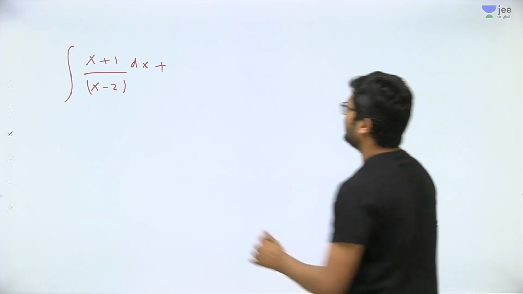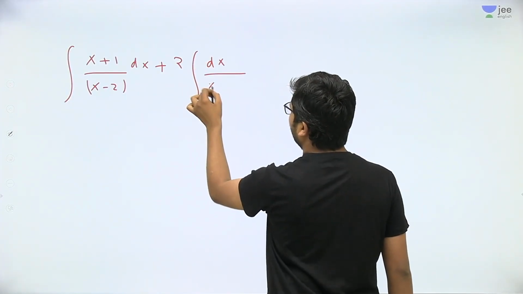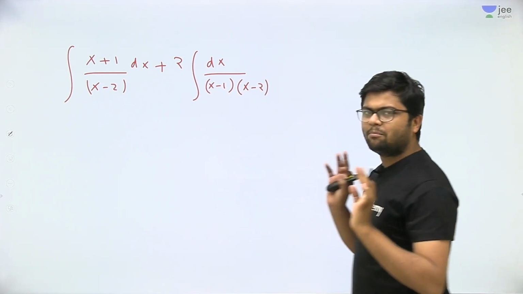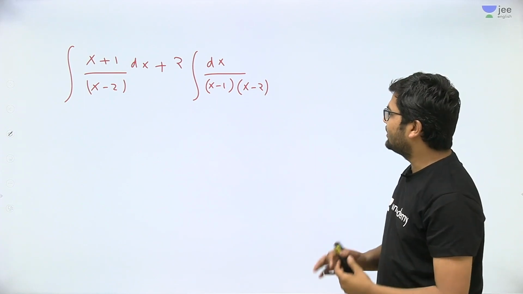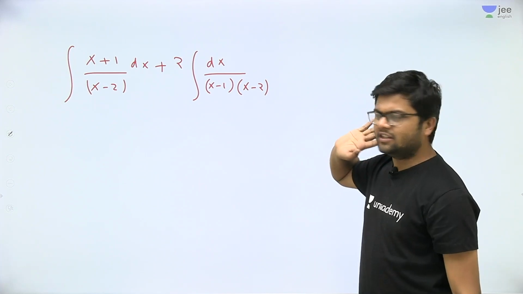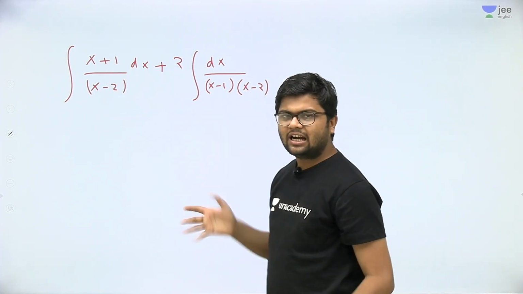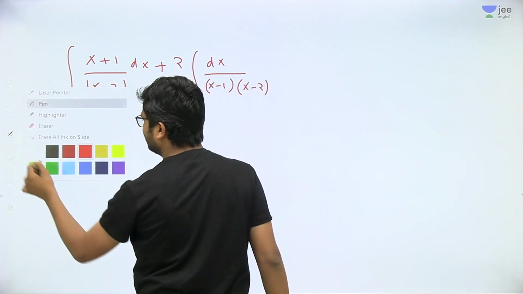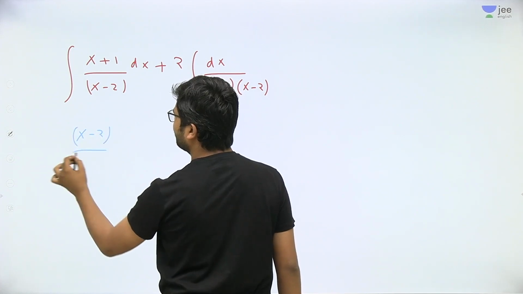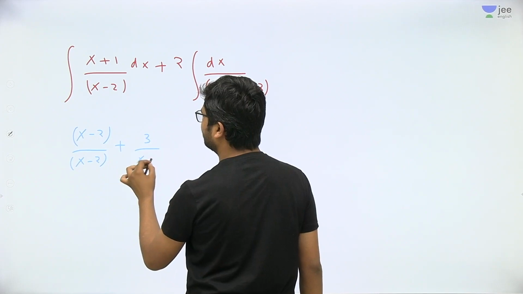So 2 outside, and it can be written as 2 integral of dx upon (x minus 1)(x minus 2). Now you just need to have a better, basic understanding. The difference of these two factors is 1, so 1 can be created very easily, and I can write it again as x minus 2 plus 3. The answer has come out. So write this factor as x minus 2 plus 3 and separate them. So (x minus 2) upon (x minus 2) plus 3 upon (x minus 2).